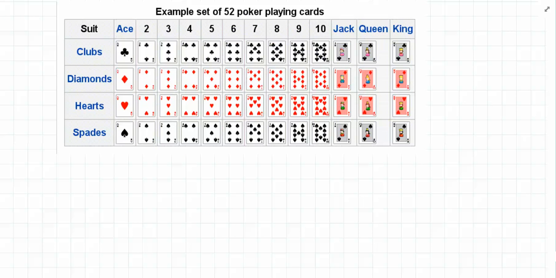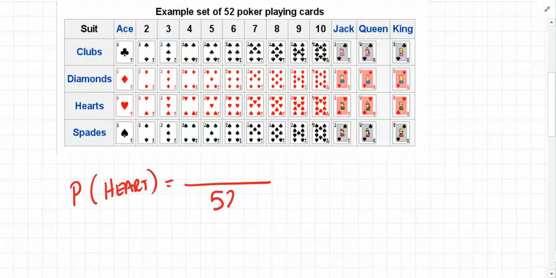So to calculate this, we want the probability of getting dealt a heart. The probability is going to be a fraction. The number on the bottom is all the total possible outcomes in the sample space, and in this case, there are 52 possible equally likely outcomes. And we want to know how many of these are hearts.